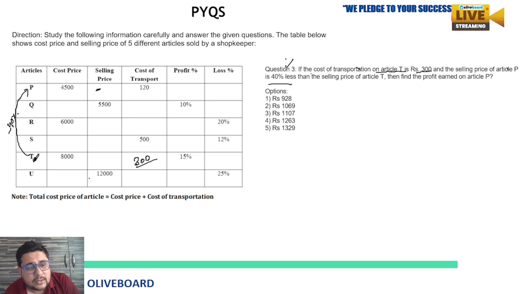So do we know the selling price of article T? No, that is not given. So how can we calculate it? Because only after that can we calculate the selling price of article P. They are asking to find the profit earned on article P.